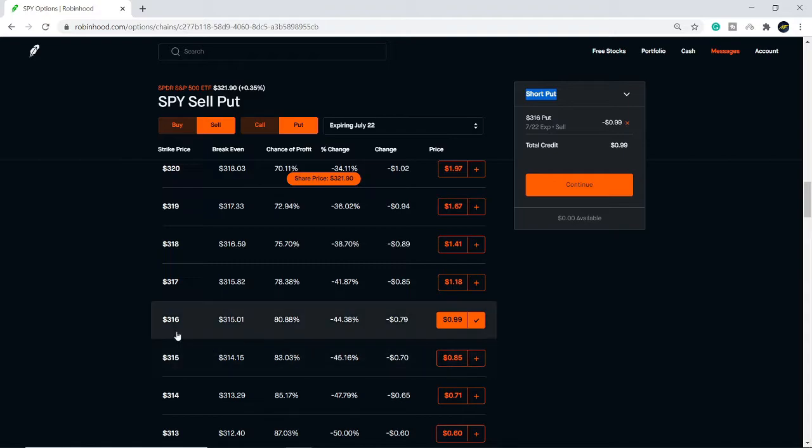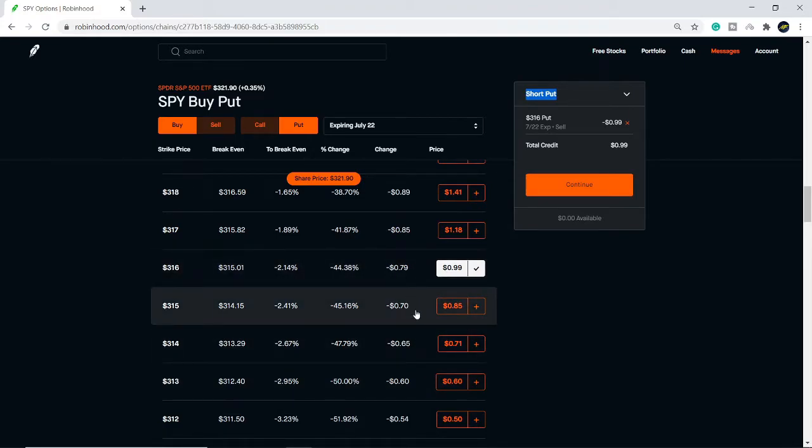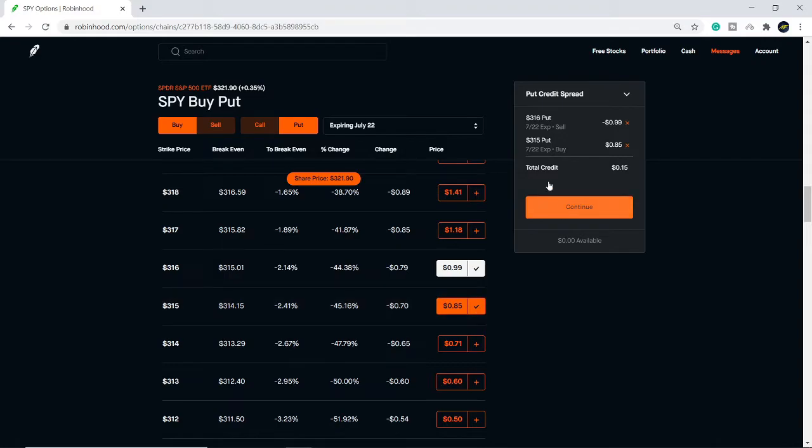This is not it yet. You also have to click sell and you also have to click buy. When you click buy, make sure to click something close to it because if not, the price goes up. So I usually do one right under it, so we can do 315. You click buy and now it says put credit spread.